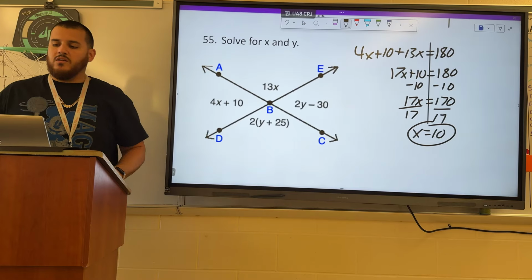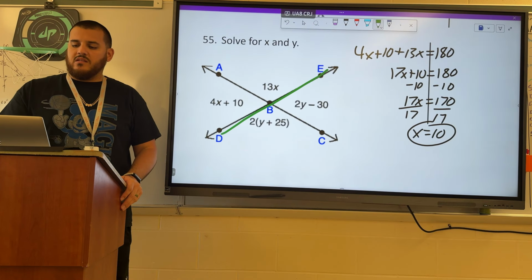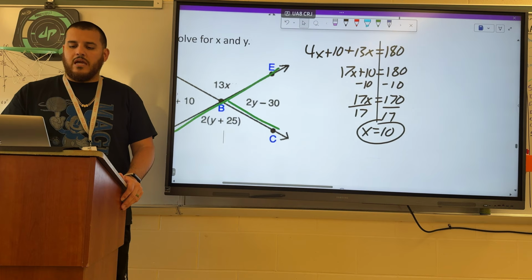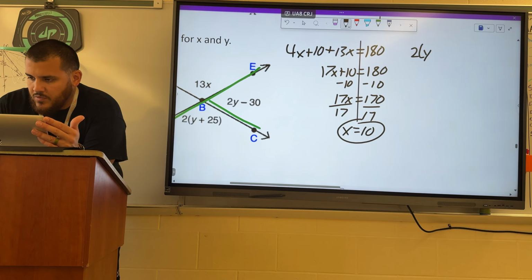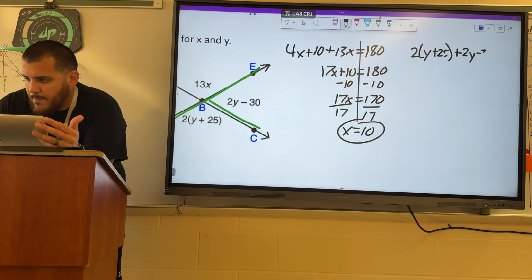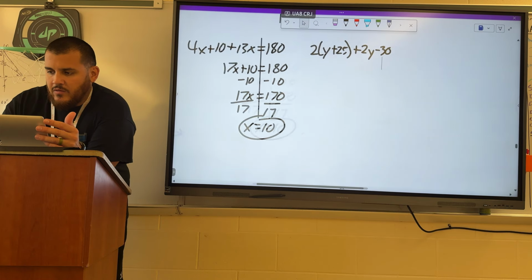And we're going to do the same thing for y using this linear pair. We just have a little bit more unique algebra involved there. So we have 2 times y plus 25, plus 2y minus 30, equaling 180 with that linear pair.